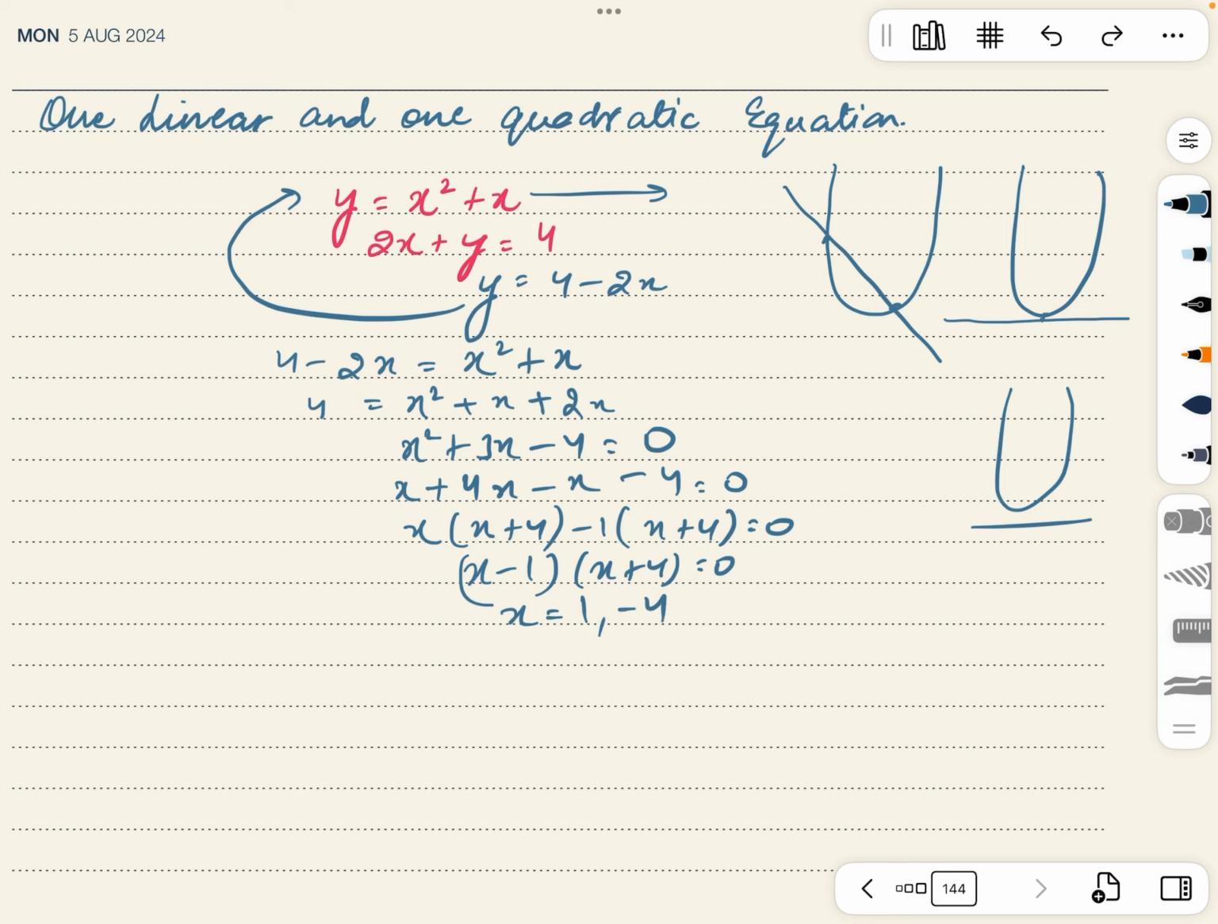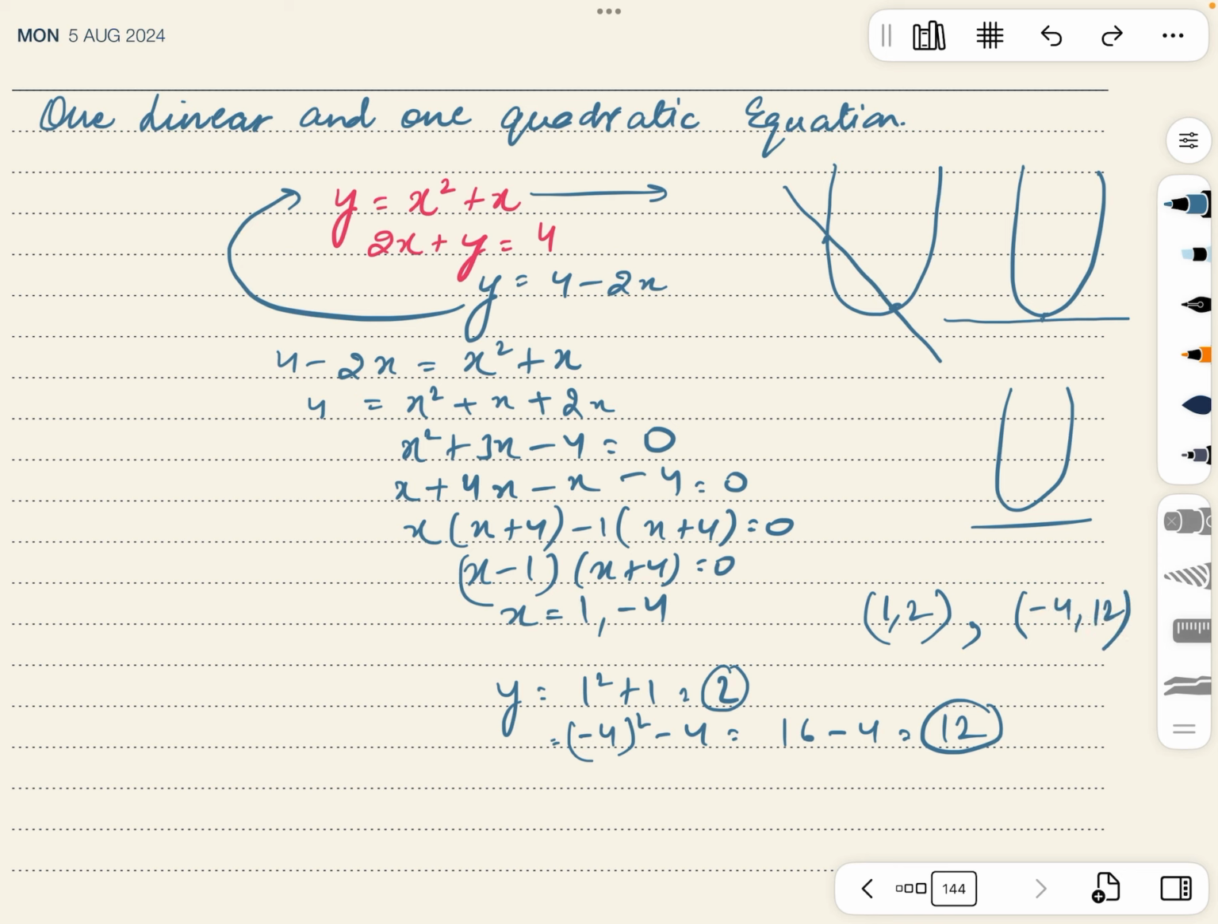Just explore the y for this. So y is equal to x square plus x. So 1 square plus 1, which is 2, or minus 4 square minus 4 is equal to 16 minus 4, that is 12. So there are two values of y that we got with respect to the x values. So one of the points is 1 comma 2, the other point is minus 4 comma 12.